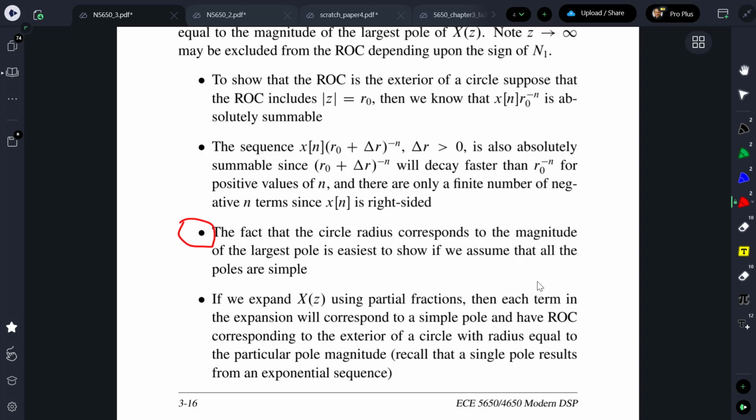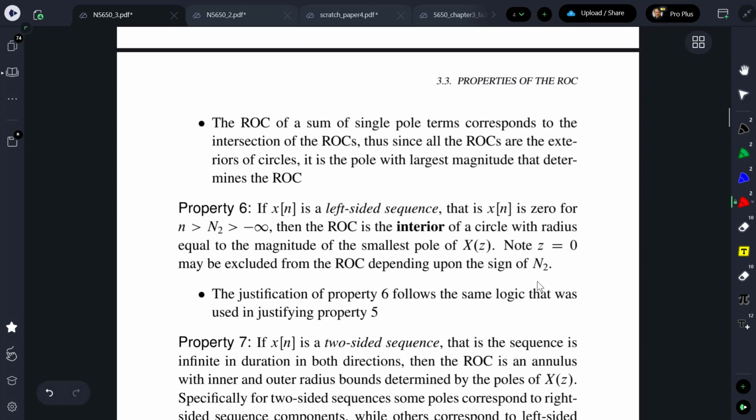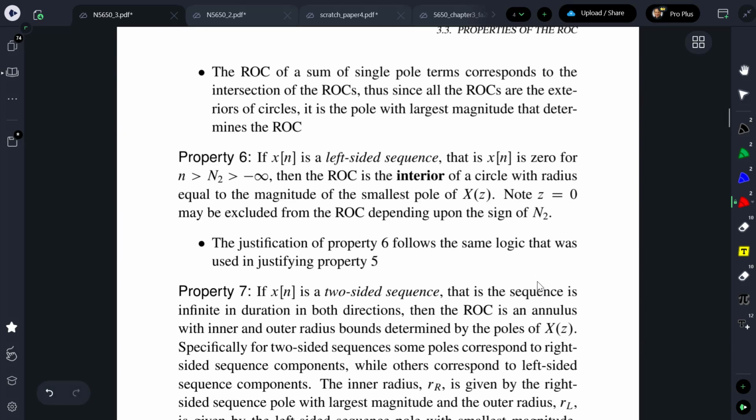I'm kind of skimming over some of the other details. I guess the last bullet there really summarizes the whole thing. In the left-sided sequence, it's the same thing. It just says it's the opposite, though. It's the interior of a circle.